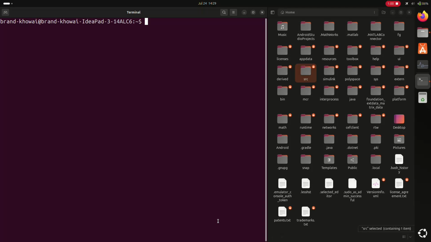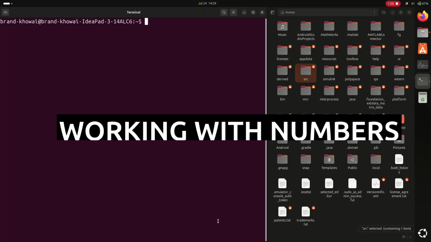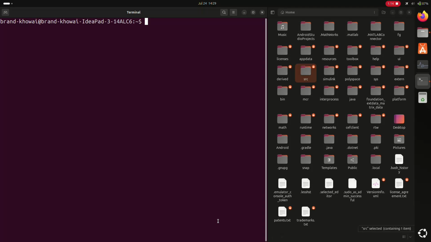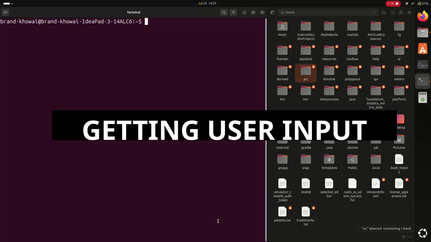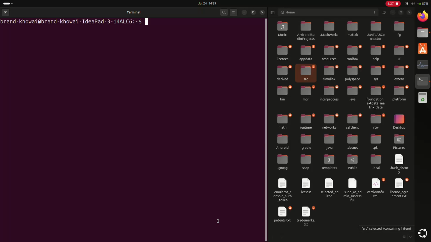So today I will be teaching you three topics at once. The topics are working with numbers or basic mathematical functions, the previous video's topic, and then constants, then taking or getting user inputs, taking input from the users and then outputting the answer. And then I will be teaching you arrays.